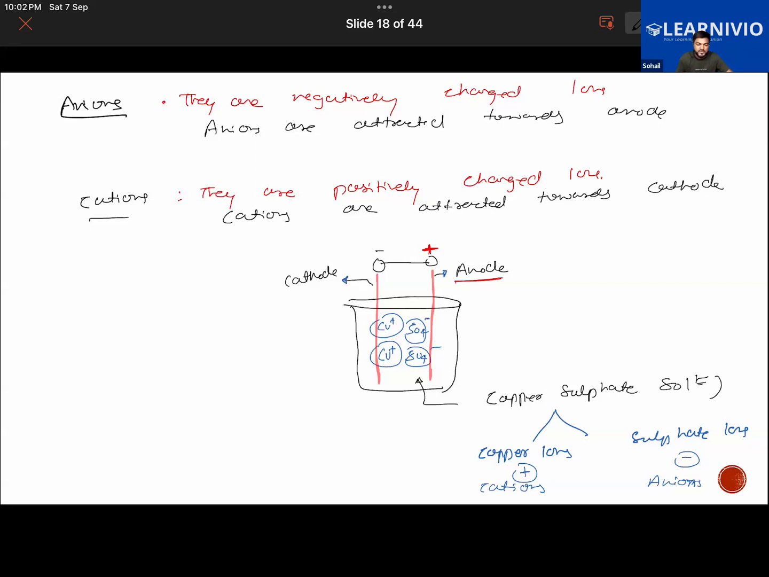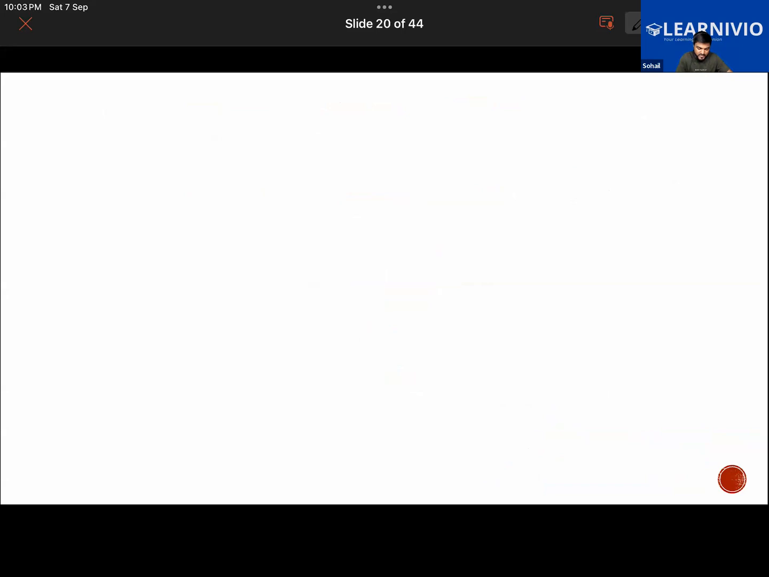Depending upon the type of electrolyte, type of solution, and the type of electrodes I have taken, numerous things can happen. Either there can be some metallic deposition, or some change in the color of solution, or release of bubbles also. Can I change the slide now if you guys have noted it down? Yes, sir.